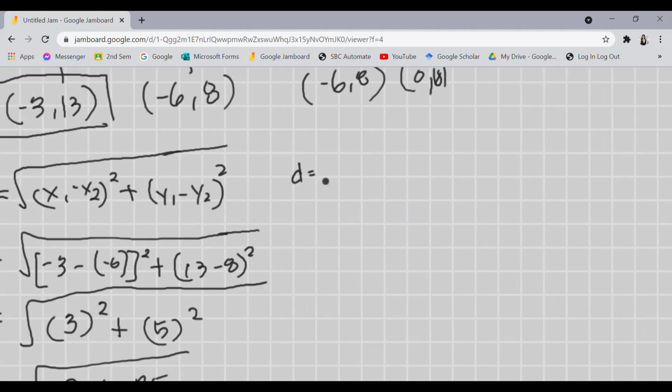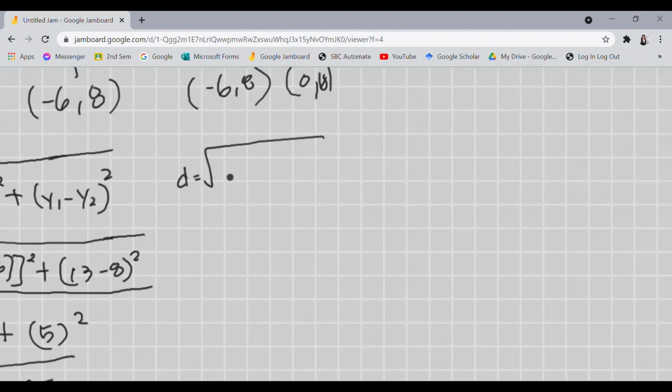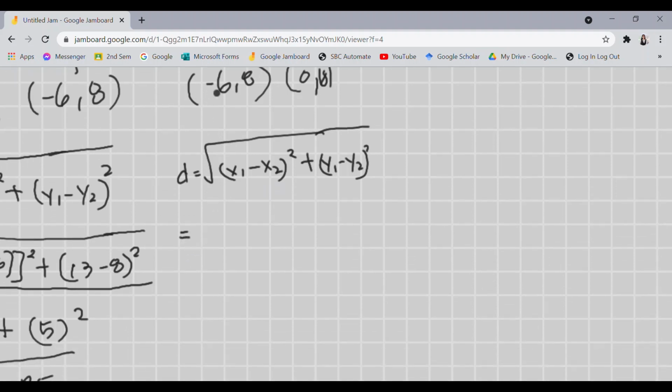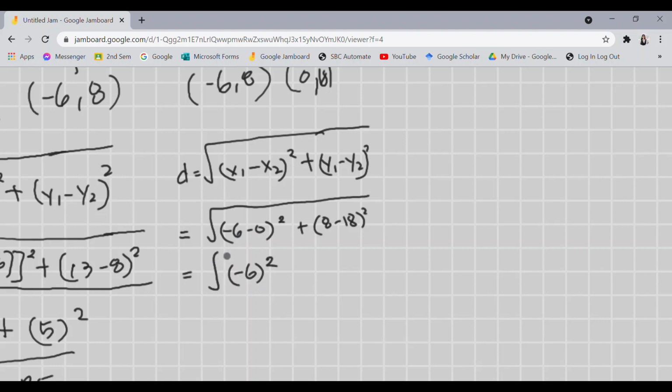So, distance is equal to, same formula, x sub 1 minus x sub 2 quantity squared plus y sub 1 minus y sub 2 quantity squared. Okay? So, this is for the diameter. Substituting the points, we have negative 6 minus 0 quantity squared plus 8 minus 18 quantity squared. So, negative 6 minus 0 is negative 6. So, we have negative 6 squared. 8 minus 18 is negative 10. So, we have plus negative 10 squared.